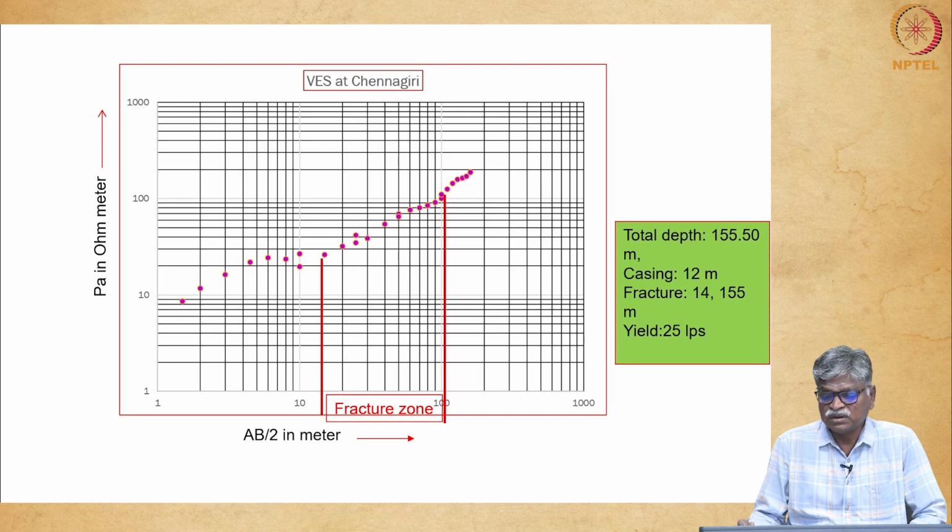Another one is also in Salem district, Chennagiri village. That we also drilled to 155 meters, and casing is 12 meters, and we found 2 fractures, at 14 meters and 155 meters. Yield is heavy, a high yield of 25 LPS. This also we got from the resistivity survey only.